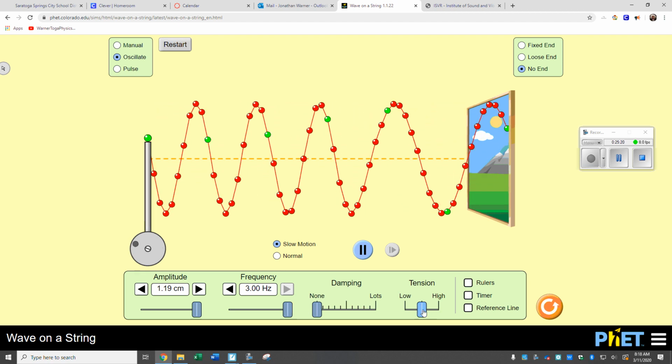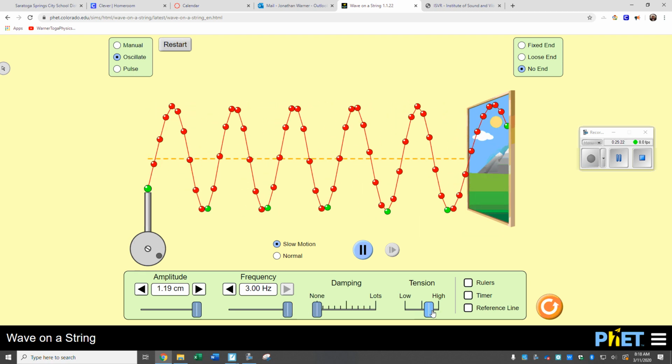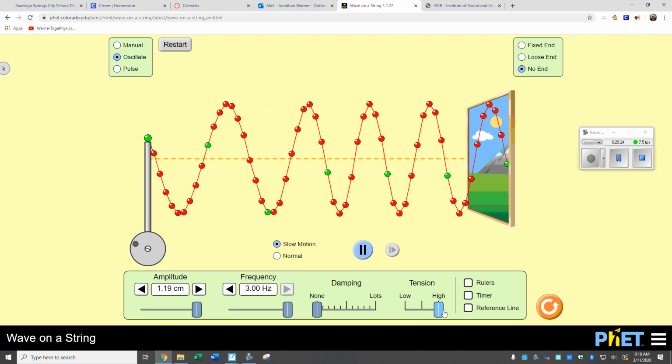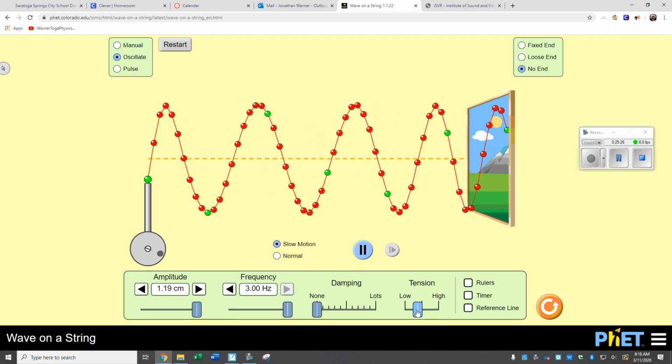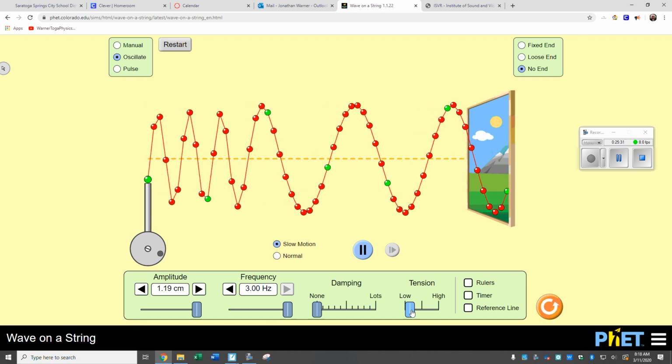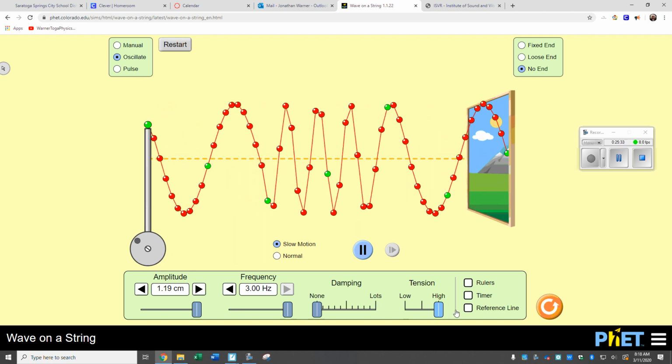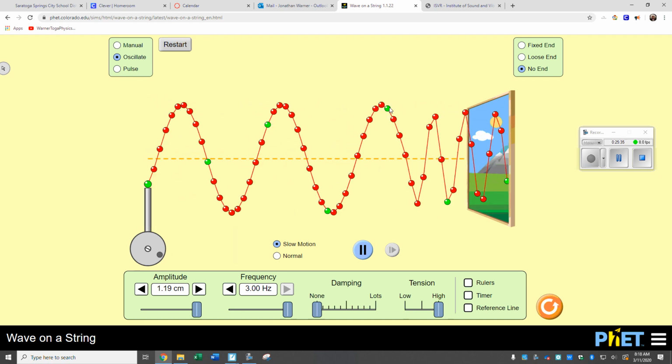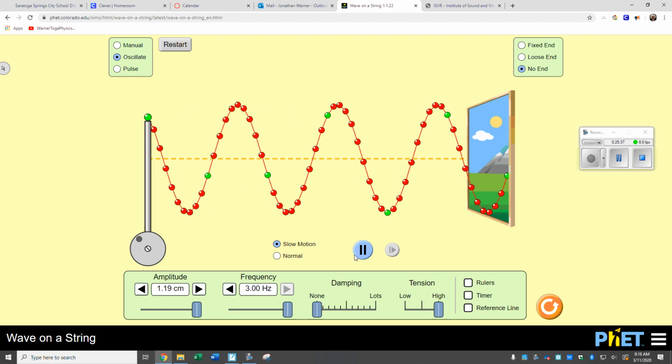But watch this. I can change the speed of the wave by changing, in this case, the tension on the string. Low tension, speed goes slowly. High tension, speed goes fast. I mean speed like this, how fast the wave travels, right?